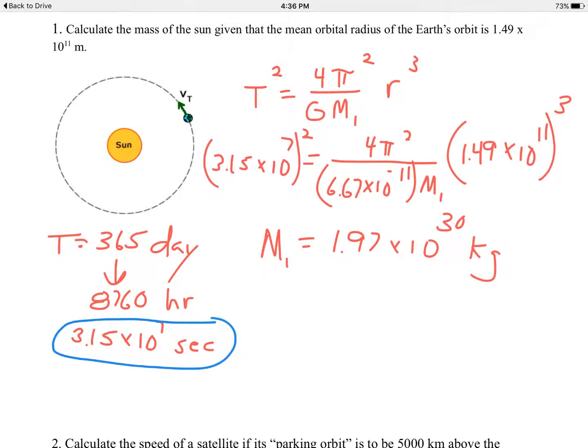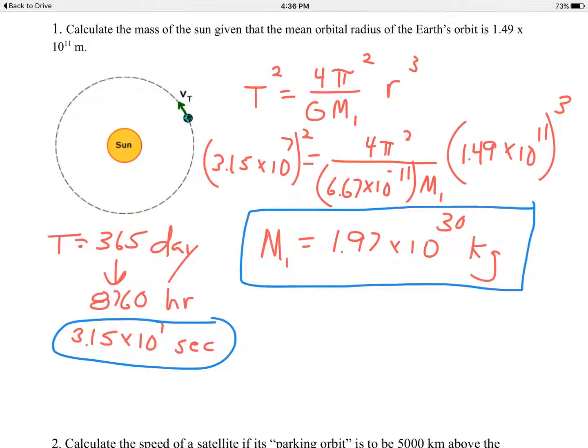The more common published number is 1.99. Don't let that alarm you. But that's what it comes out to be if you plug in the appropriate numbers for the period of the Earth's orbit. I guess if you plugged in the extra quarter day, that would make the mass even smaller, but not by much. Probably not significantly any different than this. But Kepler's third law.